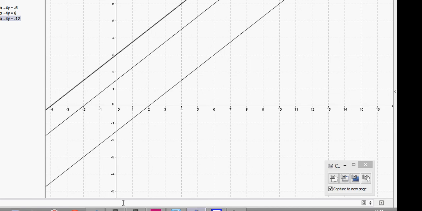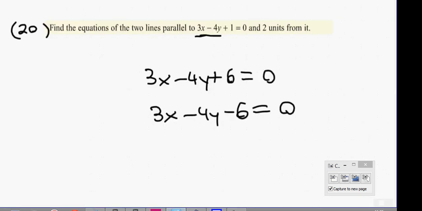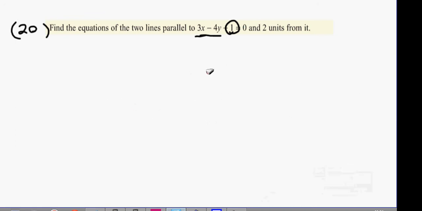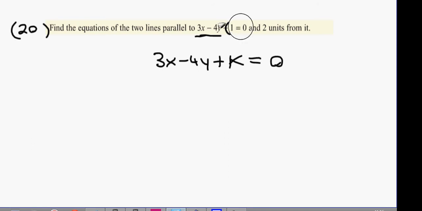Now, with that in mind, any line that's parallel to this, the only thing that needs to change is the c value. We don't know the equation of the 2 new lines, so what we're going to say is 3x minus 4y and whatever this value is at the end, because we don't know what it is yet. Now, I also know they have to be 2 units from this line.